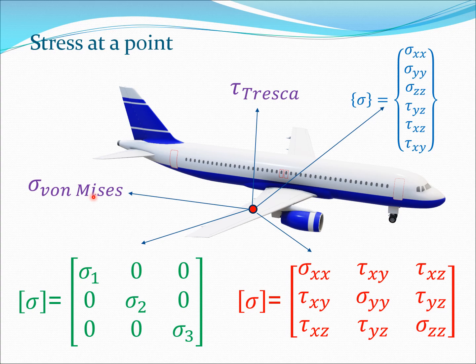So what we were doing from a more philosophical perspective is going for a dimensionality reduction. So we reduce the dimensions from a 3 by 3 stress matrix to an eigenvalue based system, which is a diagonal stress matrix, and now we have obtained tau Tresca and sigma von Mises.